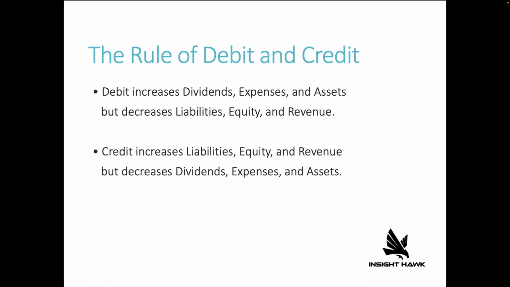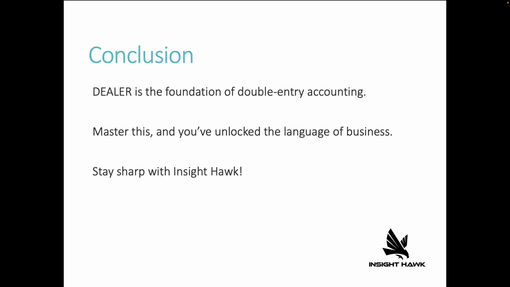Here is the rule to remember. A debit increases dividends, expenses, and assets but decreases liabilities, equity, and revenue. A credit does the opposite. It increases liability, equity, and revenue, but decreases dividends, expenses, and assets.